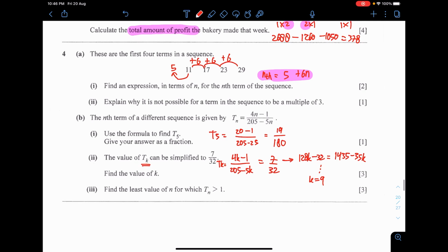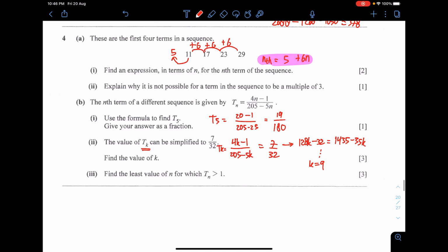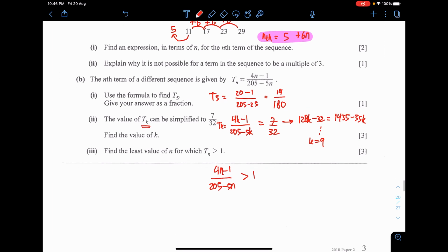Find the least value of n such that Tn is greater than 1. So I got 4n minus 1 over 205 minus 5n greater than 1. You need to cross multiply. Take note that you cannot just anyhow cross multiply an inequality, but I think secondary students don't really mind about it. We don't have any other method other than doing that, so let's just close one eye. Simplify this, I got 22 8 over 9. n must be greater than this, so the smallest value of n that is available is 23.